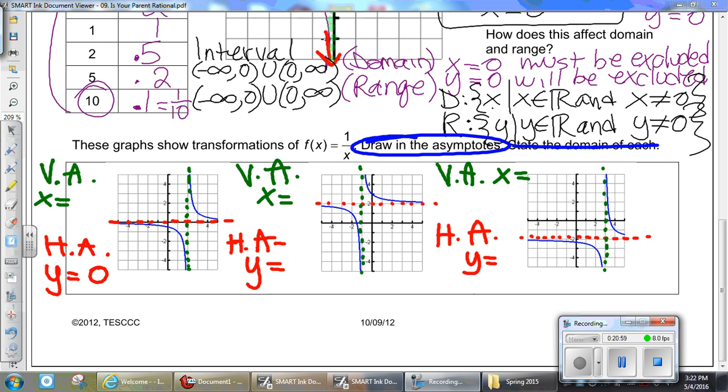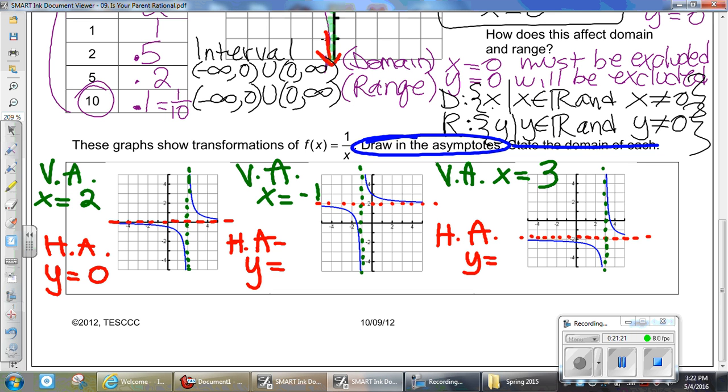So, let's check our answers. Jasmine, what did you get for the first one? Berkeley? 2. Isaac Hassel, the next one? Berkeley? -1. Isaac Silva, next one? Berkeley? 3. Very nice. Now let's review our horizontal ones.